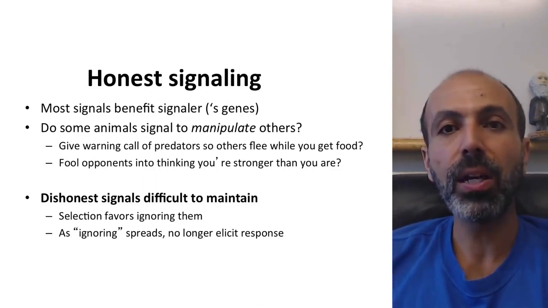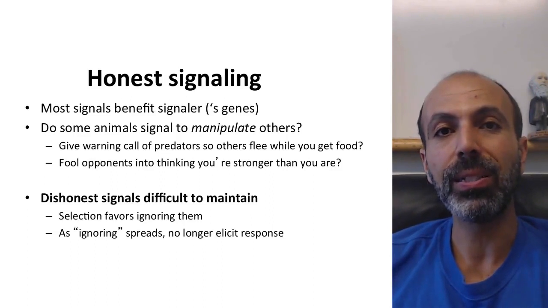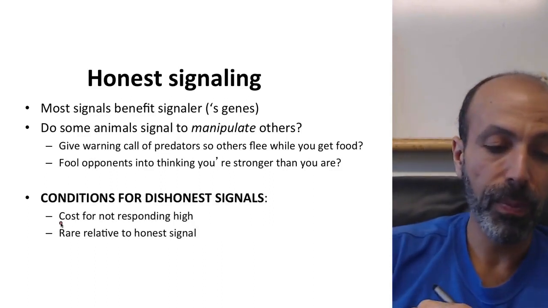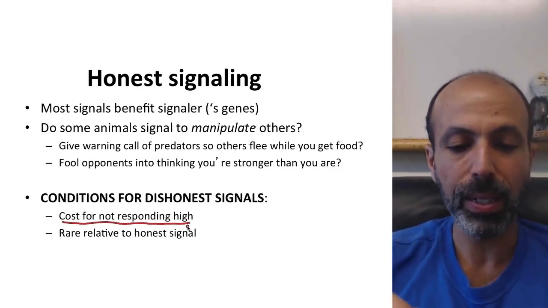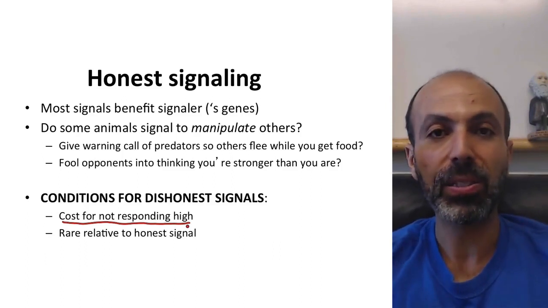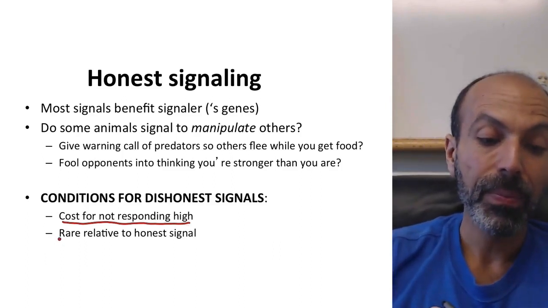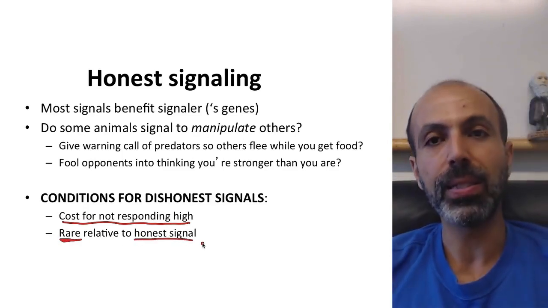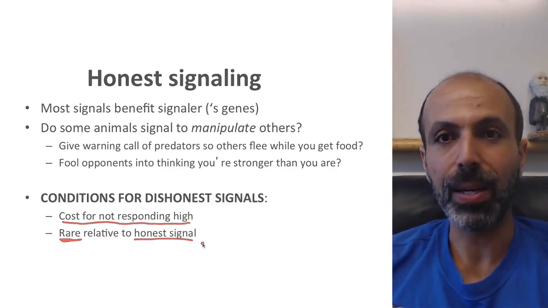So there are some conditions where dishonest signals can persist. And those two conditions are, first, if the cost for not responding is very high, that you have to respond because if you mess up, the cost is very, very high, and second, if the dishonest signal is rare relative to the honest signal. Let me give you a couple of examples.